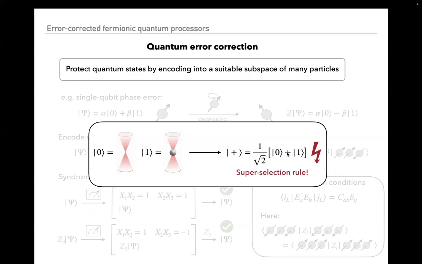It's actually impossible to define a code block in this way which uniquely protects a single fermionic mode from dephasing errors. And the underlying reason is the superselection rule that you cannot create or annihilate atoms fundamentally in these machines.